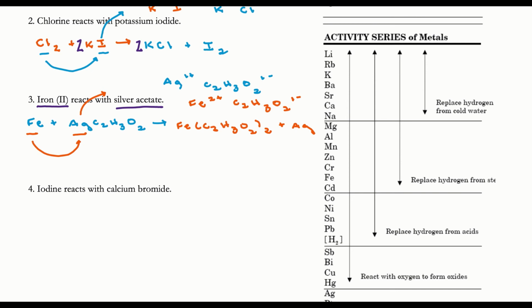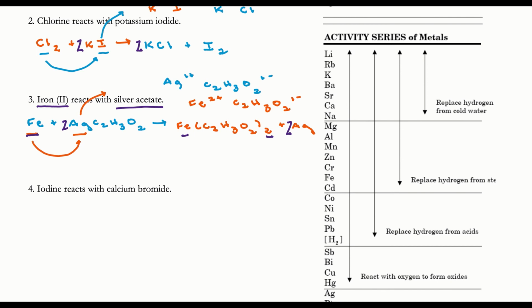I already know I'm going to have an issue with acetate because I have 2 acetates on my product side, so I need to put a 2 in front of silver acetate. Now I've got 2 silver ions, so I'm going to put a 2 in front of the silver atom here. I've got 1 iron on my product side, 1 on my reactant side, so I am now balanced.